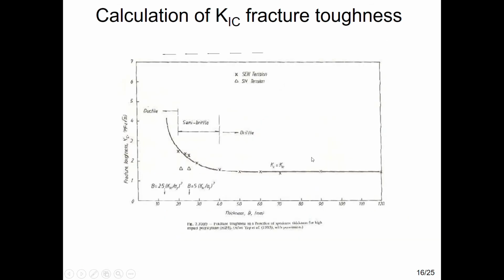Okay, this is the material data. This is the thickness versus the fracture toughness, where this is the ductile region, this is the semi-brittle region, and the last one is the brittle region. From here, they make an approximation of the plot, as in tension, and the other one as in tension. Only by doing this do they know how to match into the graph.